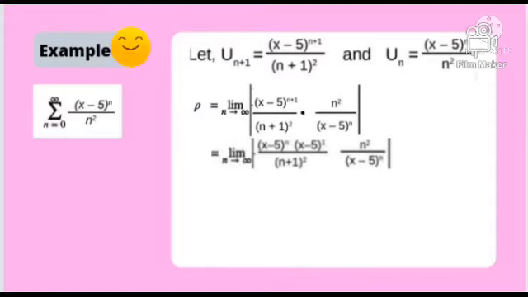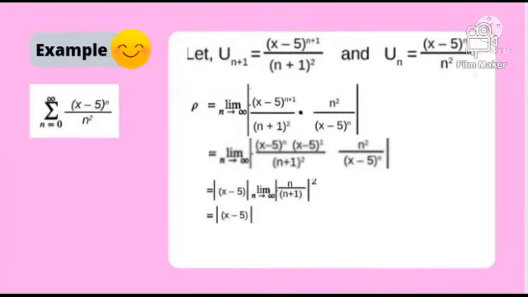Ang ating (x minus 5) raised to n plus 1 is magiging (x minus 5) raised to n times (x minus 5) raised to 1. So, makakancel natin ang (x minus 5) raised to n at ang magiging tira natin is the n raised to 2 times (x minus 5) over (n plus 1) raised to 2. And again, ilalabas natin ang ating x minus 5. So, absolute value of x minus 5 times the limit as n approaches infinity of n over n plus 1 raised to 2. So, makakancel yung n sa n over n plus 1 raised to 2. So, magiging 1 na lang siya.